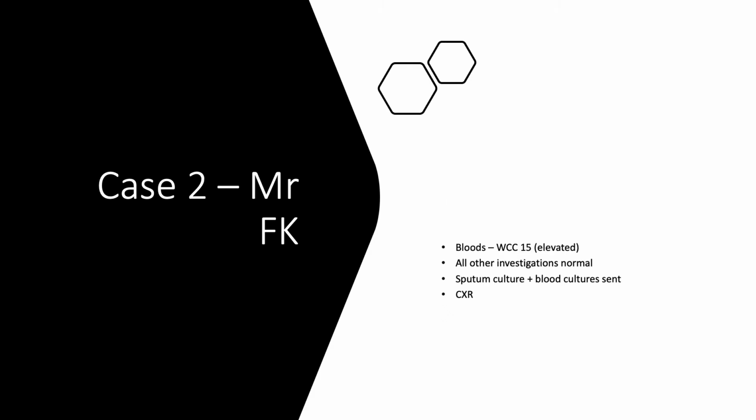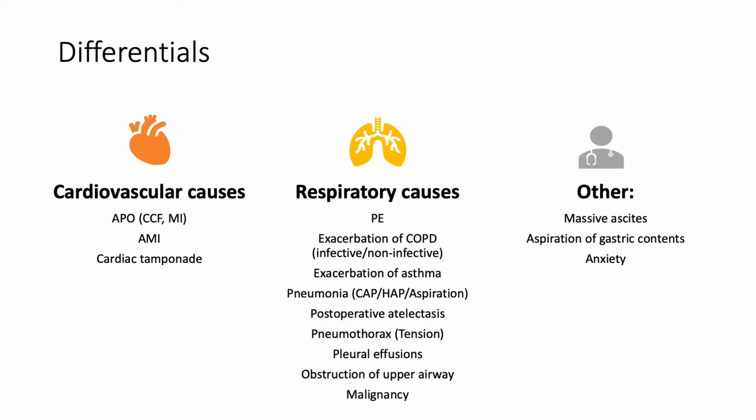So you find on the bloods that you've sent off that his white cell count is quite elevated. All the other investigations are normal. You wouldn't get your cultures back for a while, but you've sent them off, which is good. And then you'd want to get your chest x-ray. So again, considering your differentials and what might be more to the top of your list and what you can consider less likely.